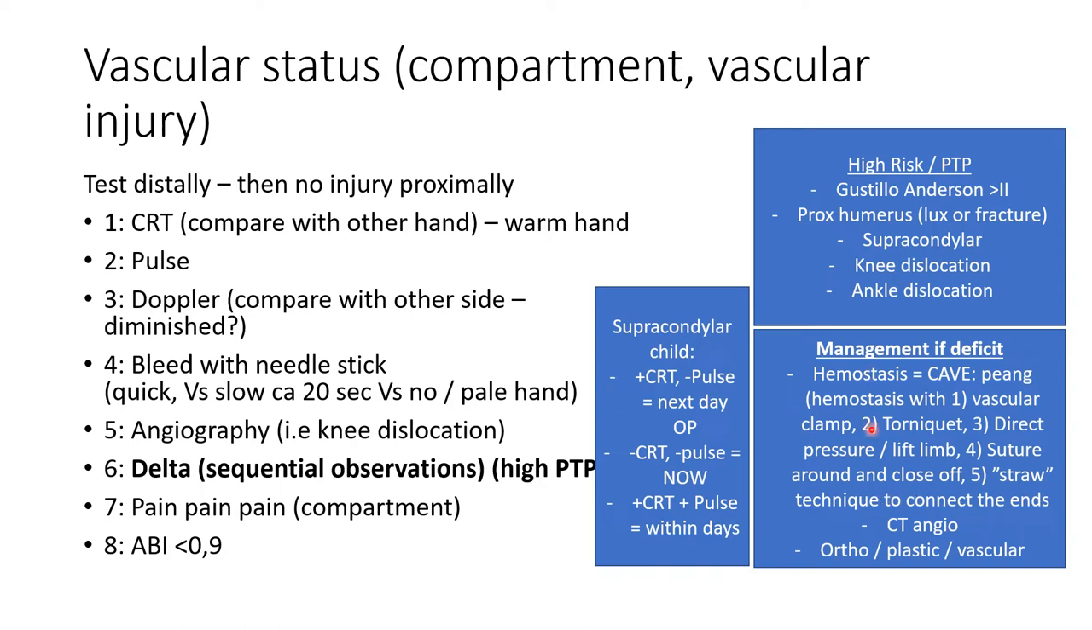Then usually, after doing hemostasis, you'll do the CT angio, and then you'll call orthoplastic surgery or vascular surgery depending on where you are and what kind of injury it is.